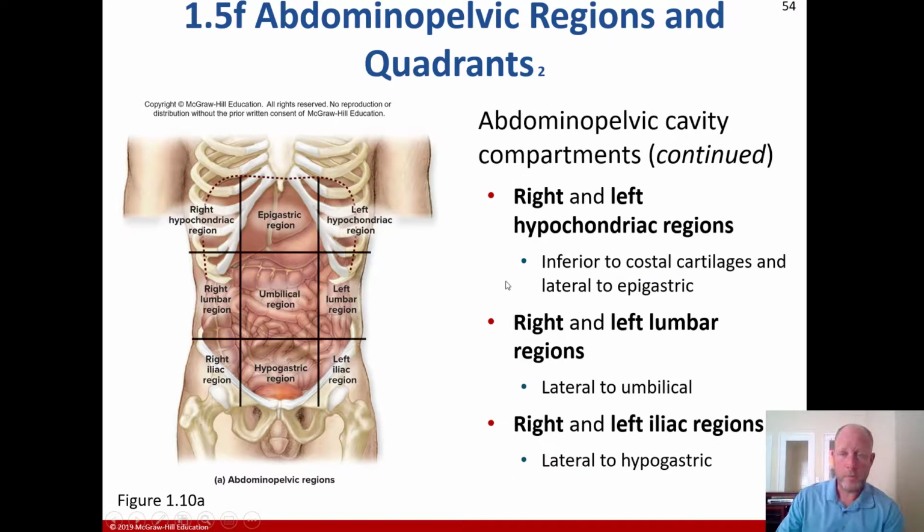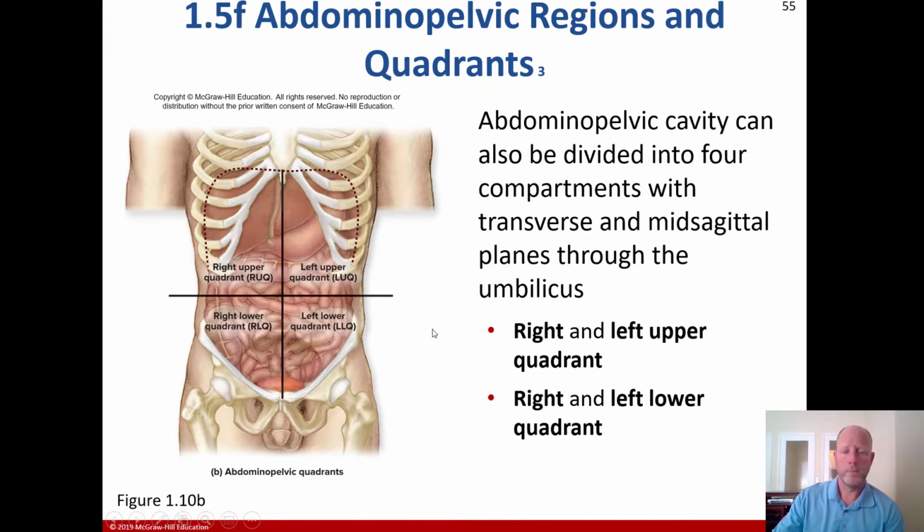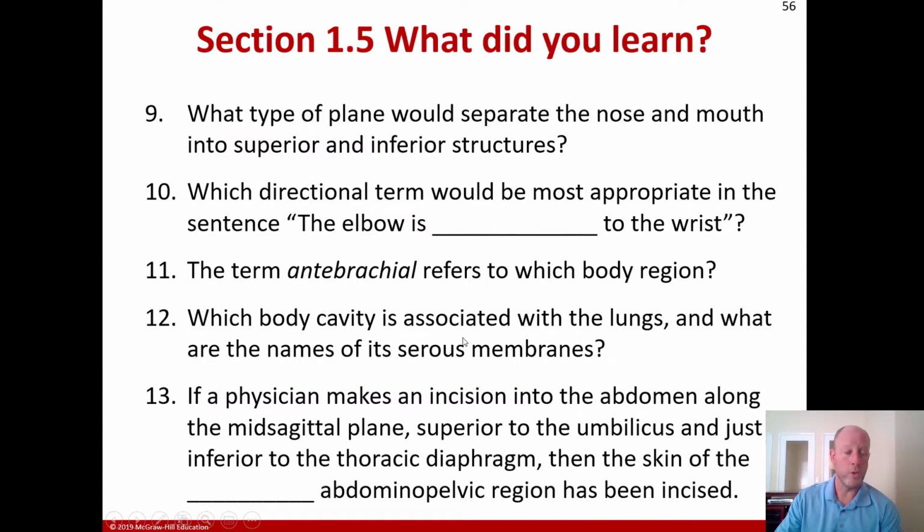You should be able to make sure you understand that's where the epigastric region is, and the lumbar is where the lumbar spine essentially is, the same area as the umbilical region, and the iliac has more to do with the ilium, the pelvic bones there, okay? And then your quadrants are essentially the right and left upper quadrants and right and left lower quadrants. That's for dividing into four compartments with essentially a transverse cut and a mid-sagittal cut or plane through the umbilicus.